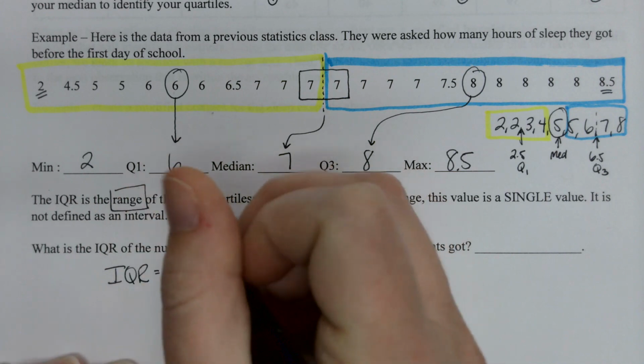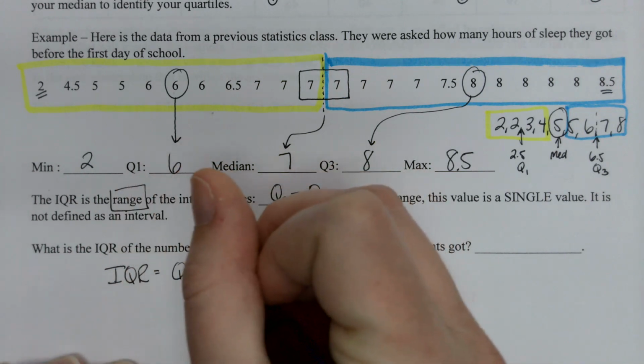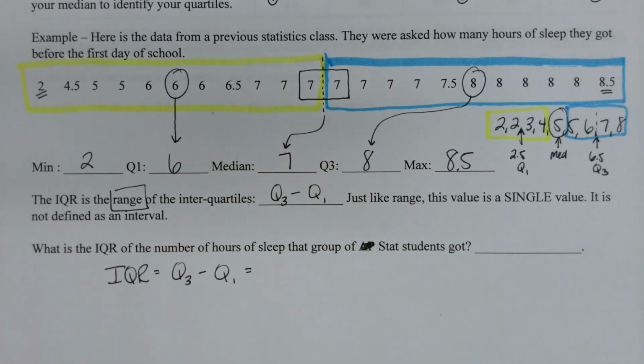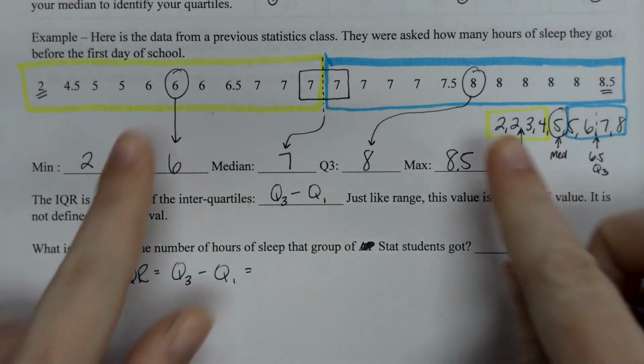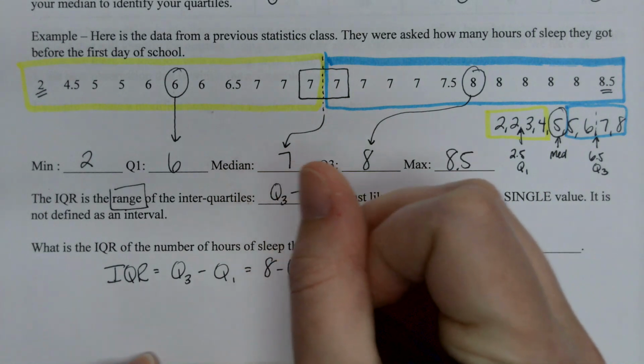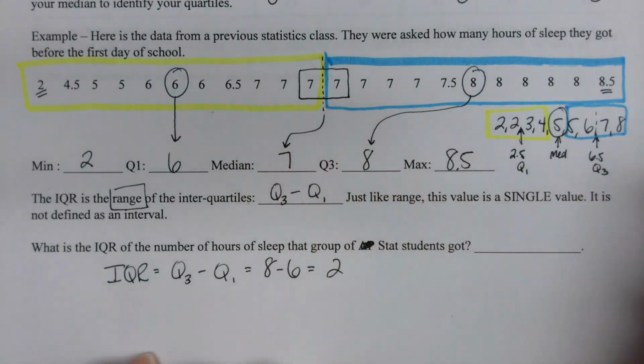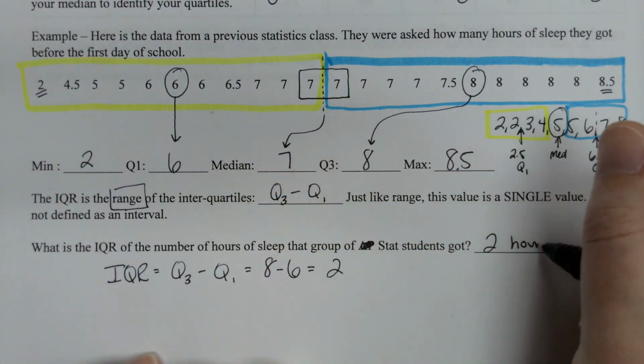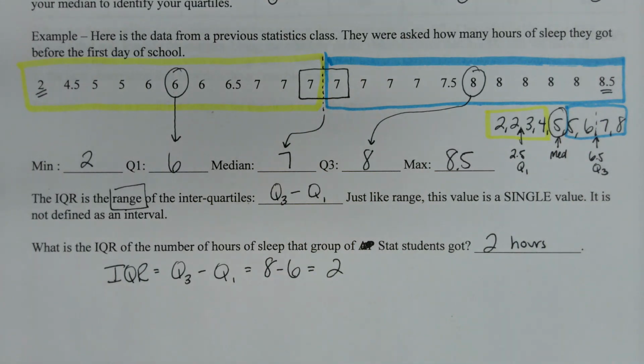To find our IQR, we're going to take our third quartile minus our first quartile, because it's the interquartile, inner quartiles. And we're going to have 8 minus 6, which is going to get me 2. So 2 hours is our interquartile range.